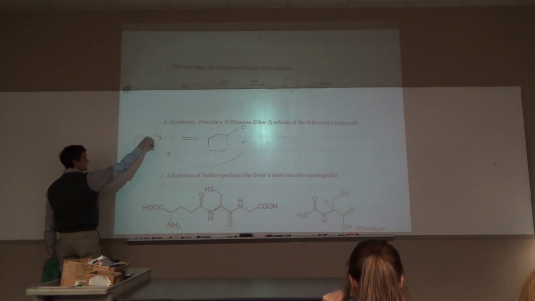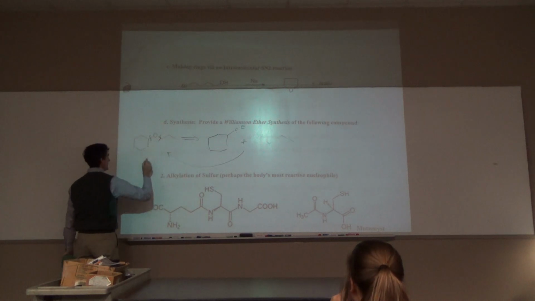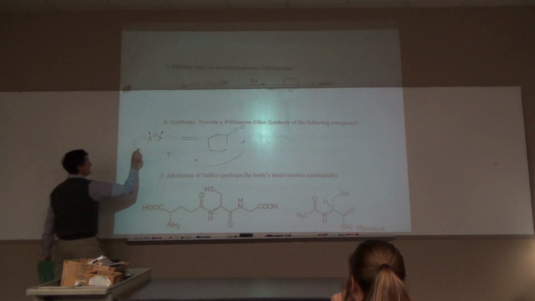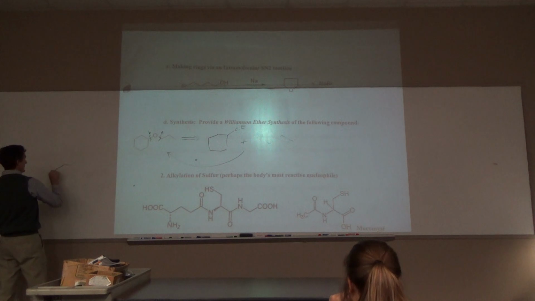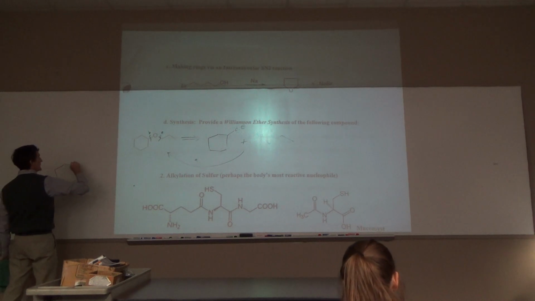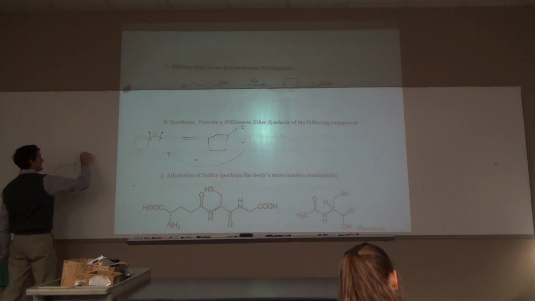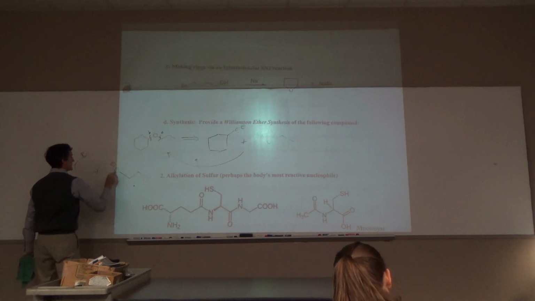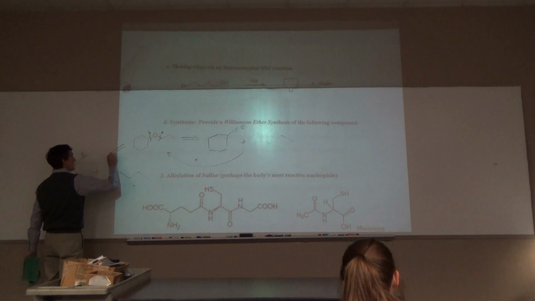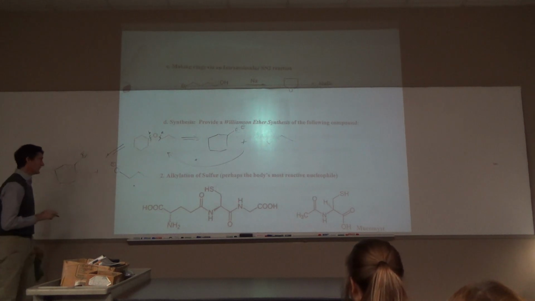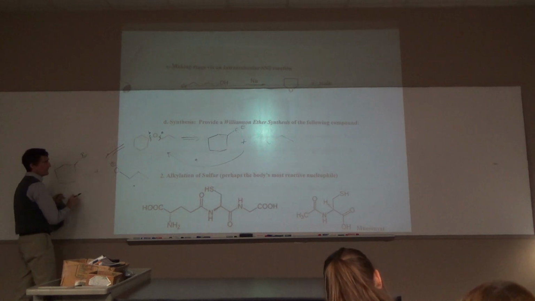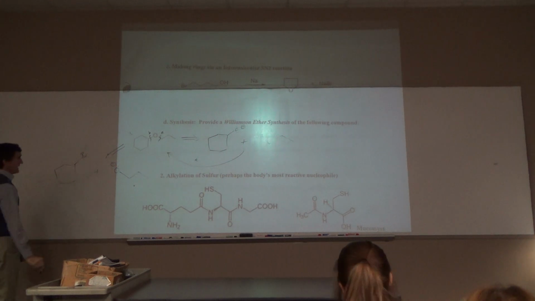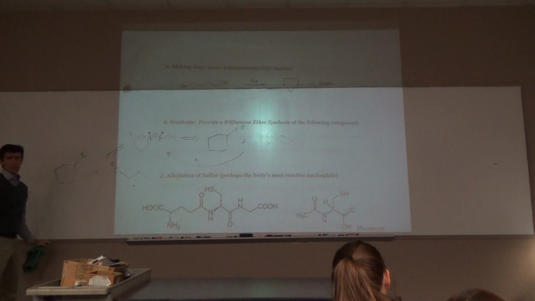Is there another way to make this? Could we make the bond over here? That'd be A. What if we made the B bond? That would be leaving group here plus O anion. This is coming backwards. That's a retrosynthetic arrow. Where we're thinking, if we come backwards, step back, going forward would be like this. Good.